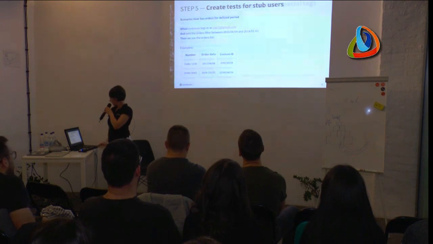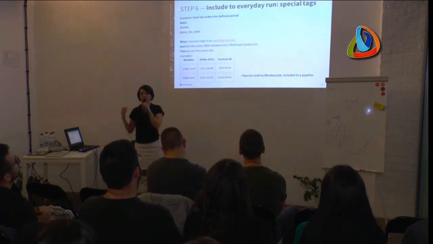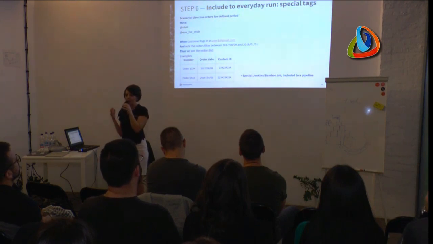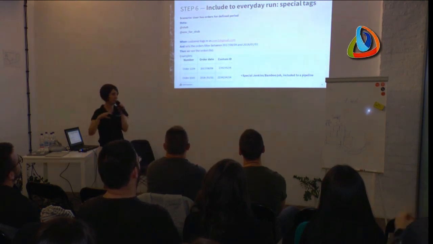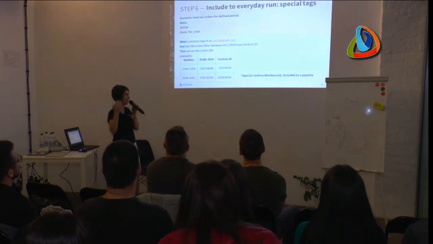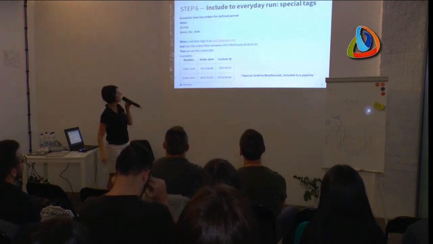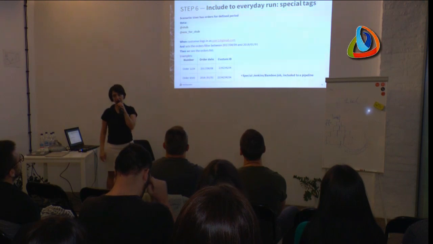And again, step 6. Now, how to integrate all those stub tests into our suite. We already have that huge amount of tests that are on Jenkins, that are in nightly builds. And we use the system of meta tags for it.